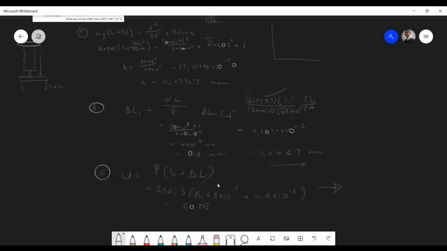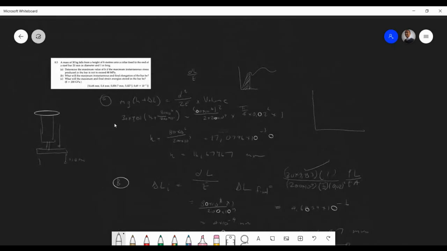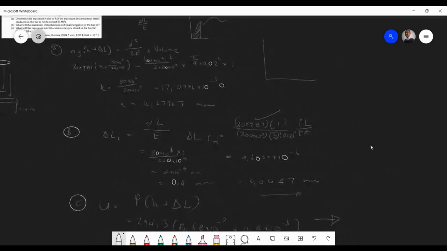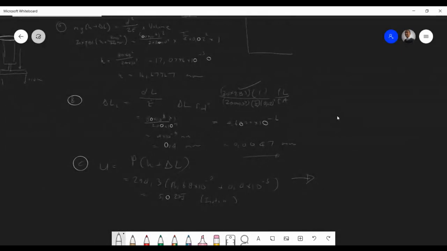So how do we find now our final strain energy, as they phrase it? Remember, that's just the instantaneous one, so that makes sense. That's on impact. But how do we find that one?